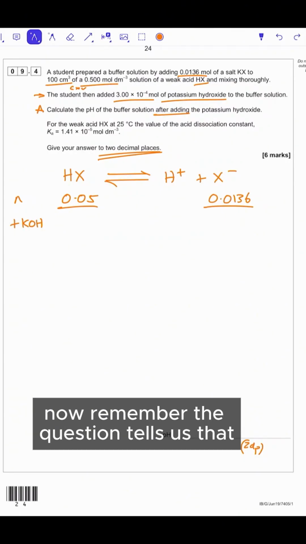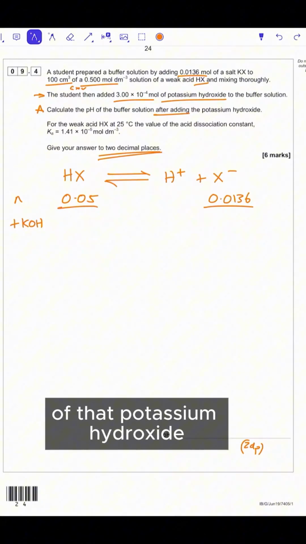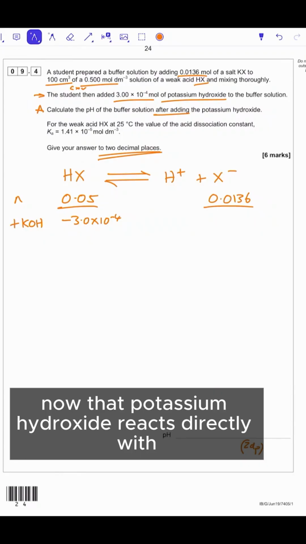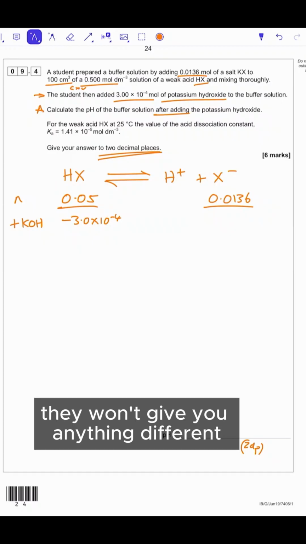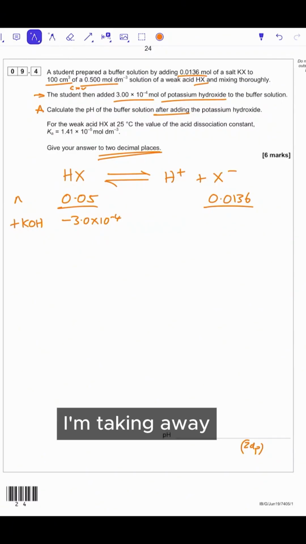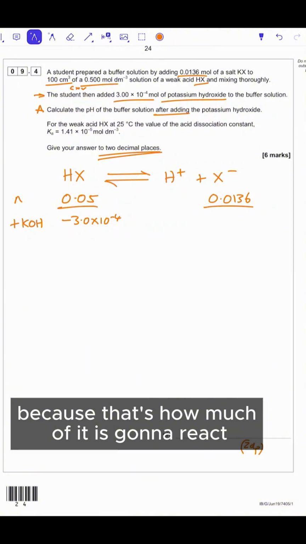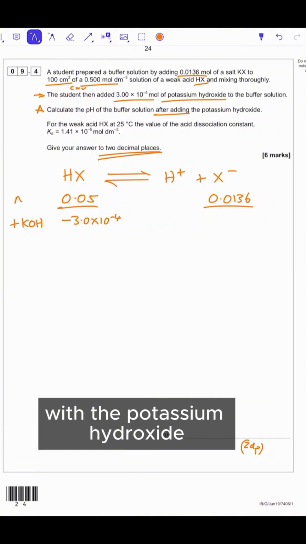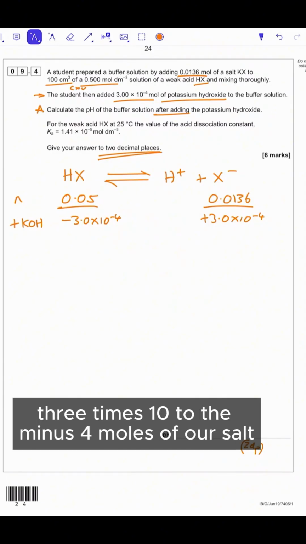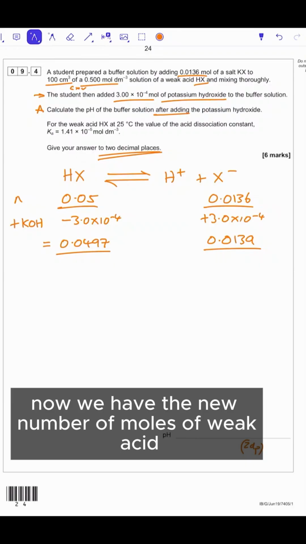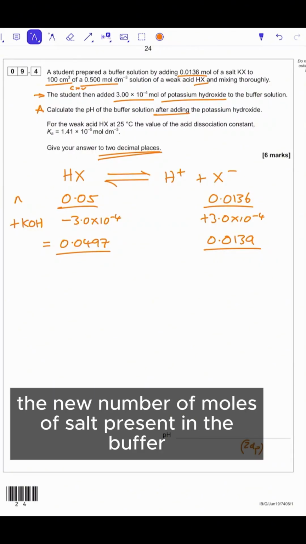Now remember, the question tells us that we're adding 3 times 10 to the minus 4 moles of that potassium hydroxide. Now that potassium hydroxide reacts directly with the weak acid. It's a 1-to-1 reaction. They won't give you anything different. So what I'm doing here is I'm taking away 3 times 10 to the minus 4 moles of the acid because that's how much of it is going to react with the potassium hydroxide. And when it does, it creates 3 times 10 to the minus 4 moles of our salt, X minus. So now we have the new number of moles of weak acid present in the buffer and the new number of moles of salt present in the buffer.